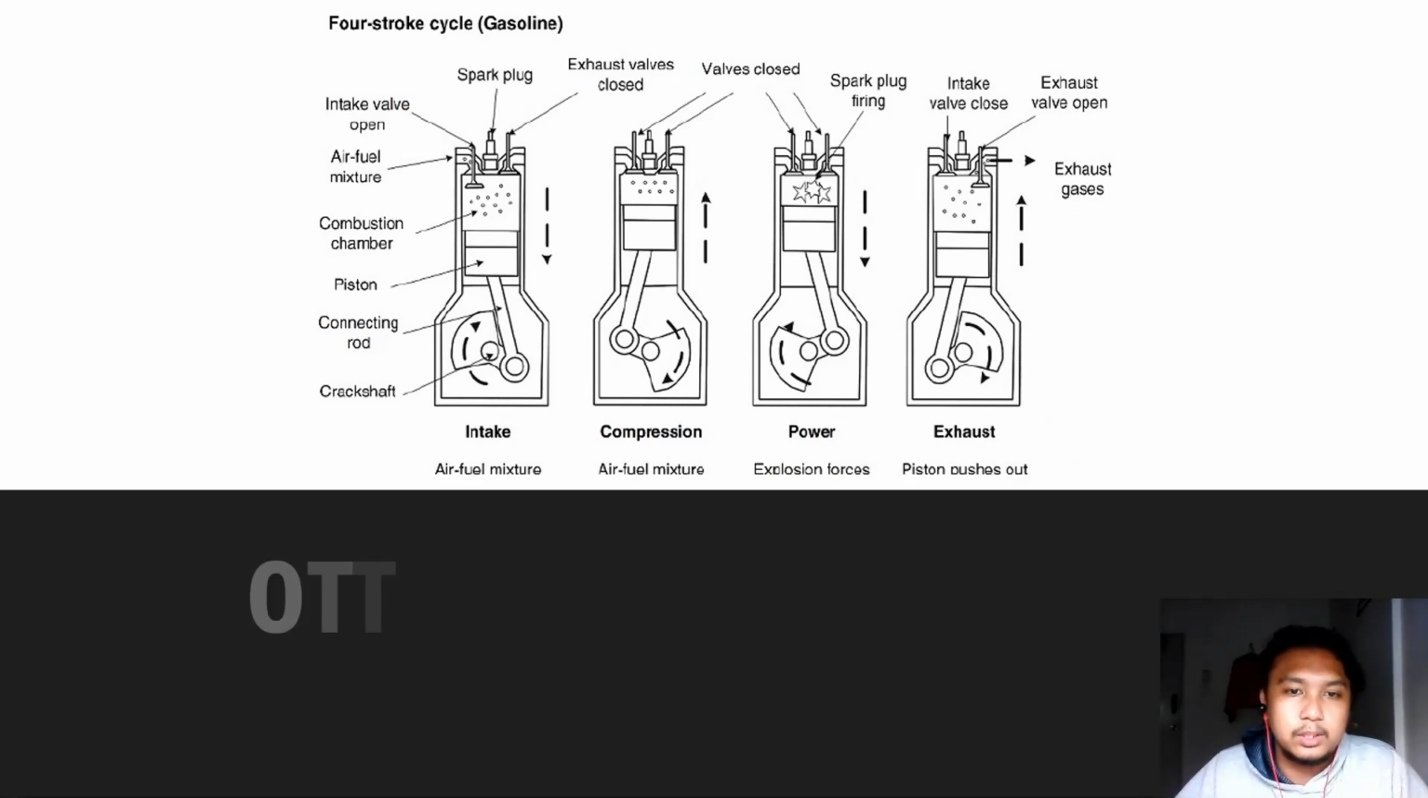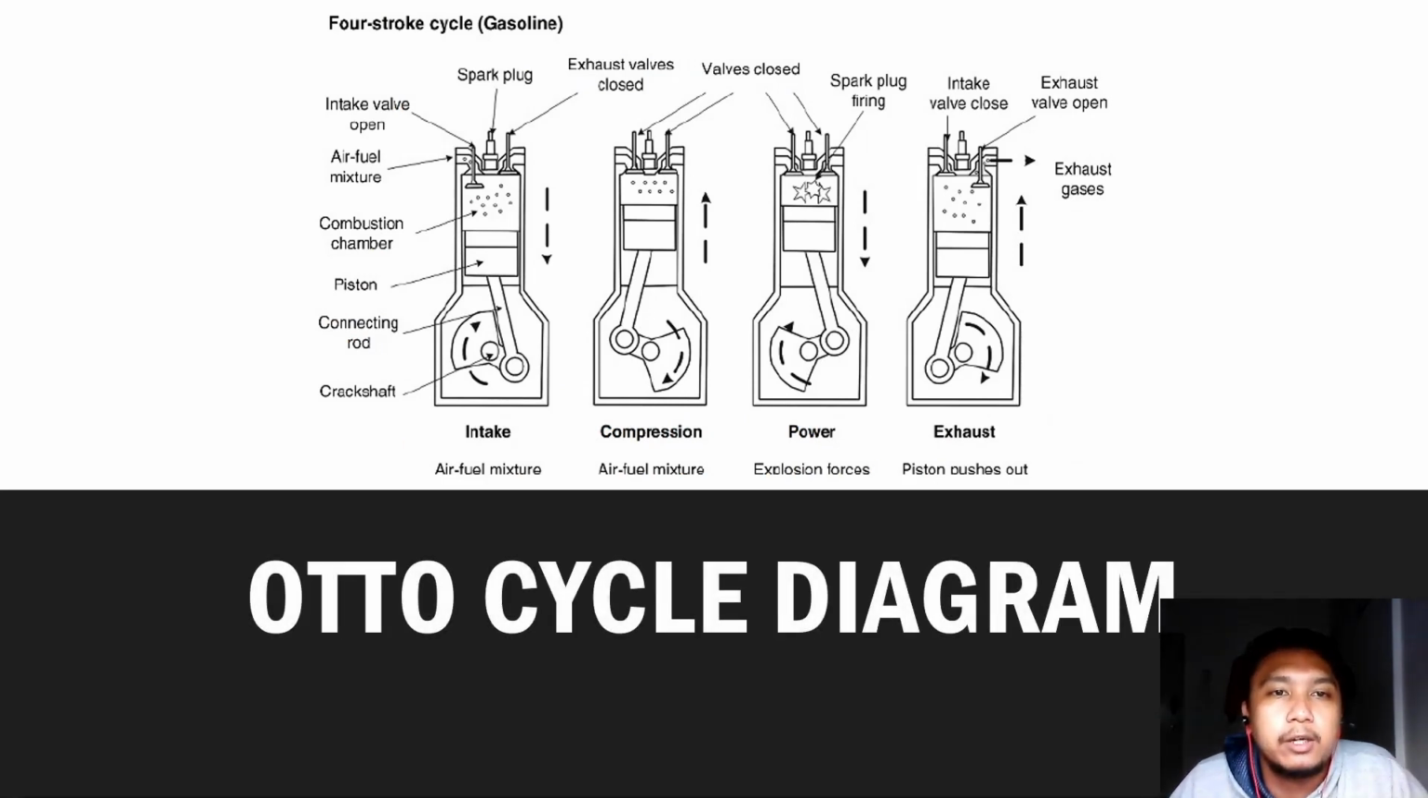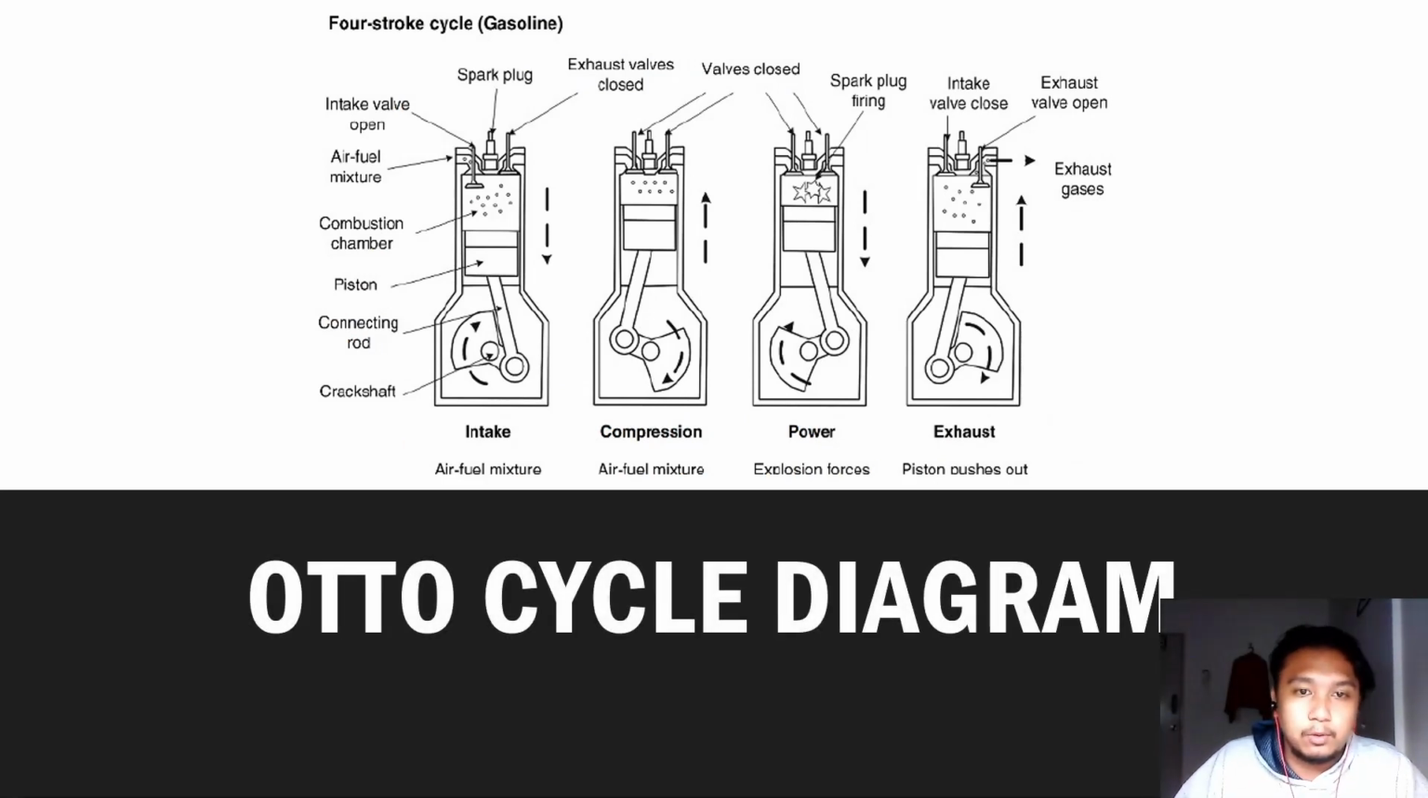So the next one is the Otto cycle diagram, 4-stroke. It has 4 processes: intake, compression, power and exhaust. The intake is to draw a mixture of air and fuel into the cylinder. While the piston is moving down, the intake valve opens for the mixture of air and fuel to flow in and the exhaust remains closed. Next, the compression. The piston moves upwards while both valves remain closed, to compress the mixture so it becomes hot.